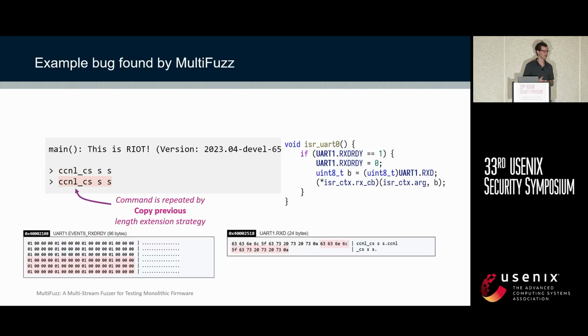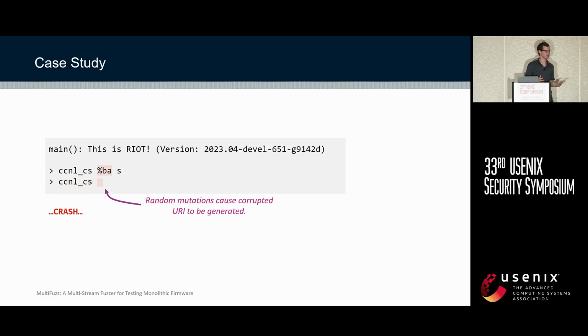Then we see the other length extension strategy where we copy previous values, and this includes both copying the data and copying the ready event, indicating that the data has been received from the fuzzer, allowing us to have the two commands ready there. And then the final step is regular traditional mutational fuzzing techniques where we end up with this corrupted URI parameter.